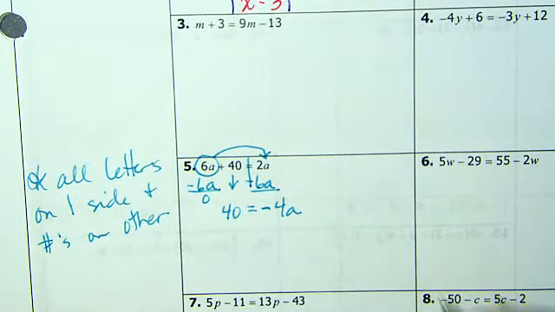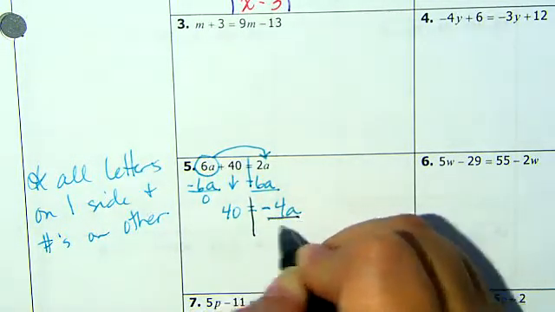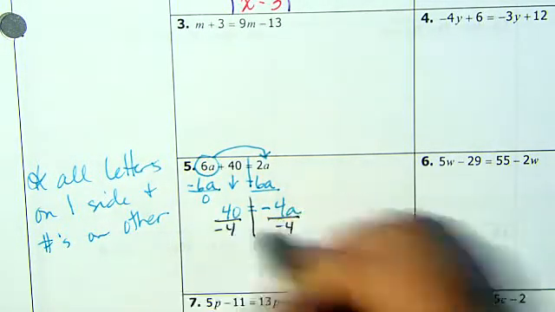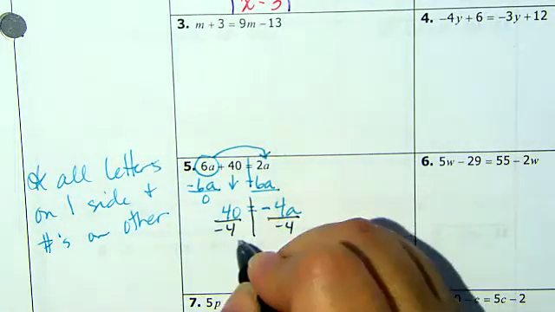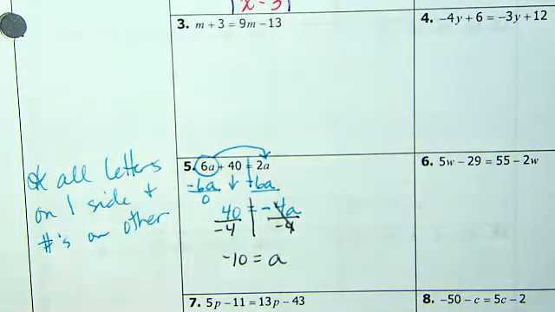And now I finish out the problem. It's negative 4 times a, my equation wall. So I'm going to divide by negative 4 to both sides. And this cancels, and I end up with negative 10 equals a.